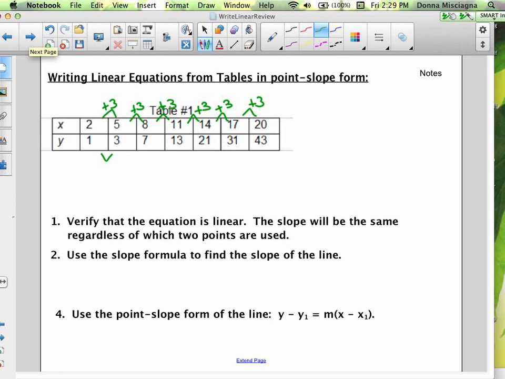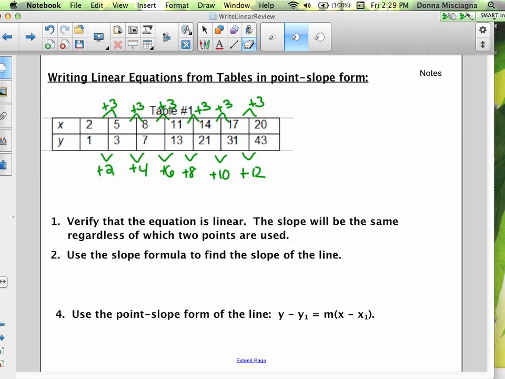Here we're going up by 2, and then we're going up by 4, and then up by 6, and up by 8, and up by 10, and up by 12. So this is not a linear function. I'm going to write it over there. So not a linear function.